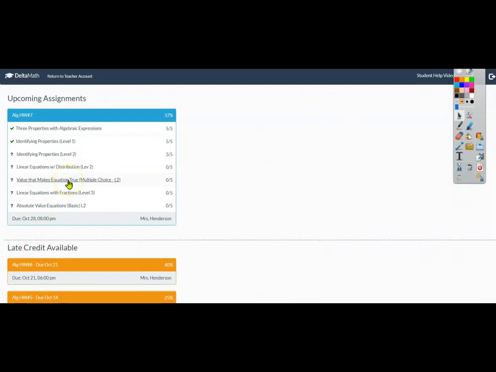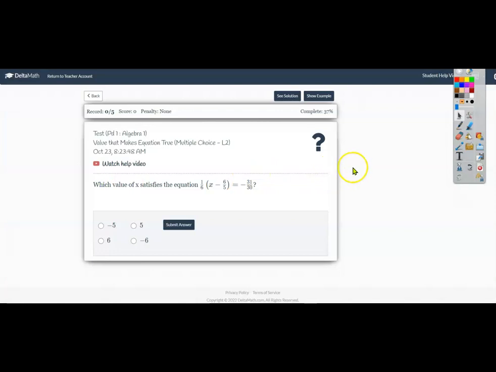Okay, values that make the equation true. This is the same as the topic before, but multiple choice questions. You're definitely going to need some scrap paper to do this. You should not be guessing and checking. You should not be substituting each of these values in to see which one works.